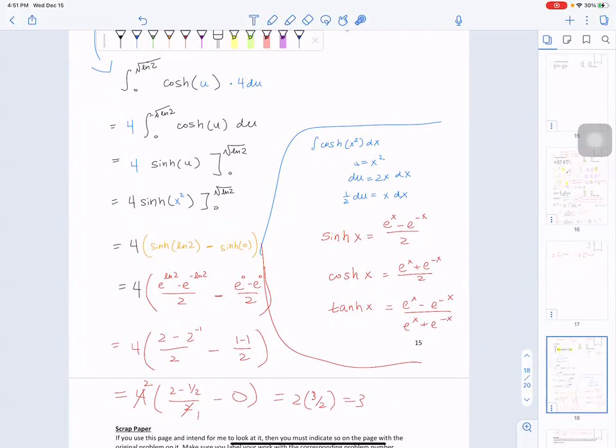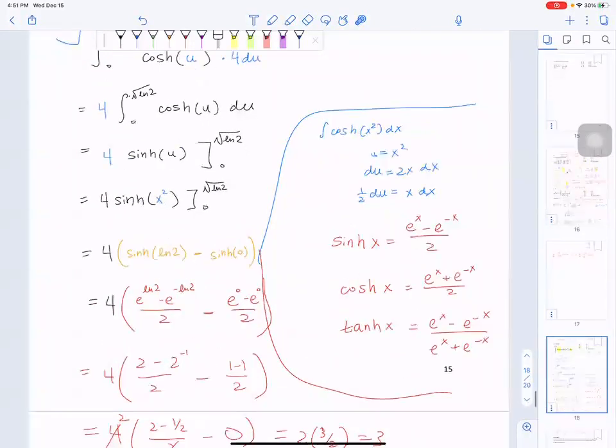So we substituted natural log of 2 instead of... So we substituted radical natural log 2 for x, but then that becomes squared. So natural log 2 squared. Yeah, so the square and the square root cancel. So I just wrote natural log 2. And then the 0 squared is 0.